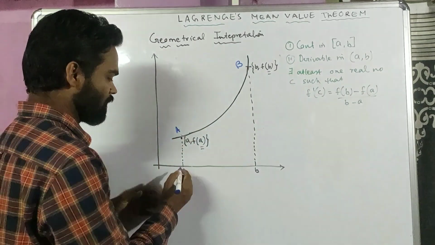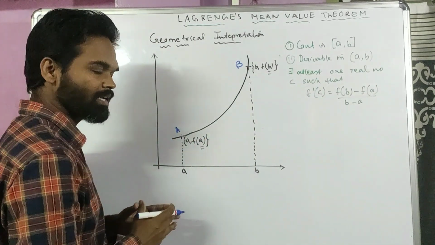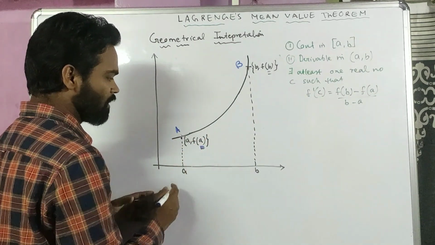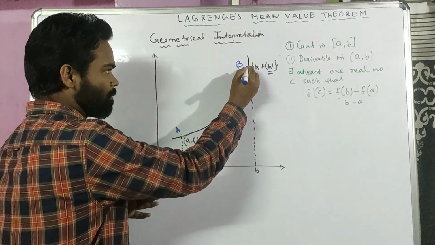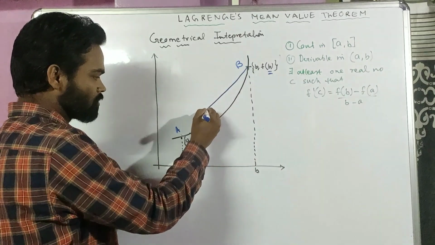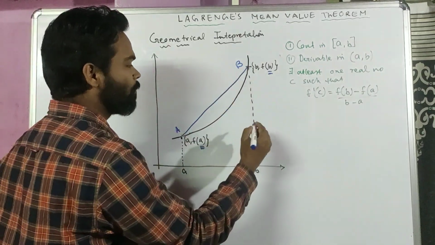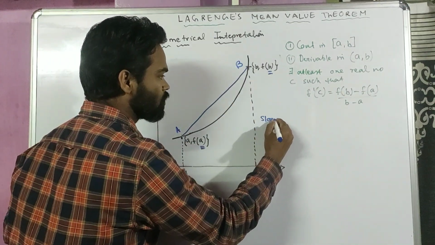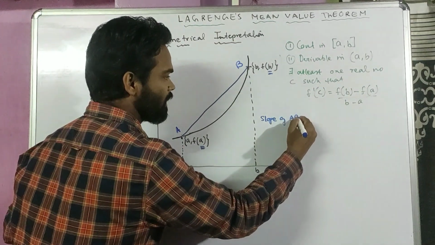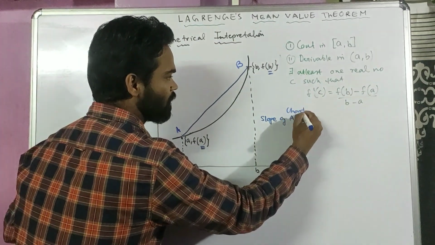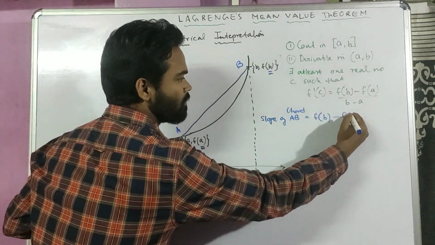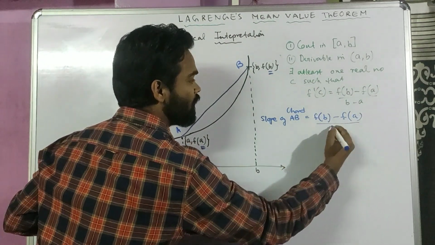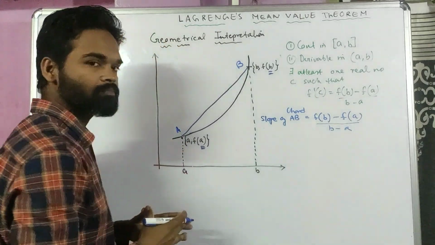Now look carefully. I've taken 2 points, A and B on the x-axis, which means the corresponding y value will be FA and FB. Now if I join AB, so what will be the slope of AB? The slope of chord AB, this is your chord, will be change in y coordinate by change in x coordinate.